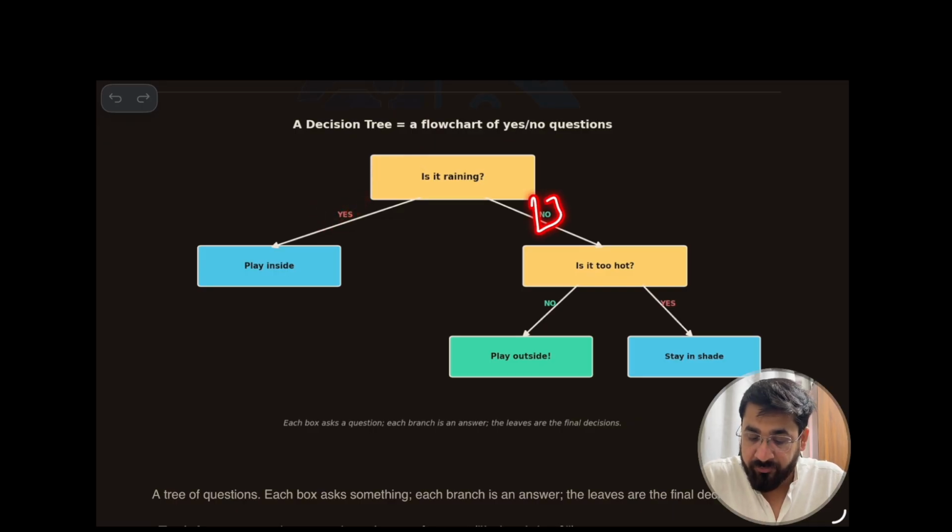Now if you say no, then my next question is, is it too hot? Then you have the answers, and again, they are yes or no. If you say yes, then my suggestion is stay inside. And if it is no, then play outside. Now you got the point. One, two questions. These lines are answers and these are the final outcomes.